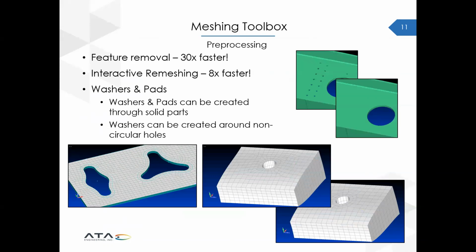The other thing that I'll point out on the screen are washers and pads. So washers and pads are now available through solid parts. That's what I've shown here on the bottom right. The washer and pad through a hex mesh, and I'll do a demo of this as well. It would also work if it was a tetrahedral mesh. In addition, washers are now available around non-circular holes. So on the bottom right now, this is nice smooth tangent curves that we see. It just puts a nice offset around.